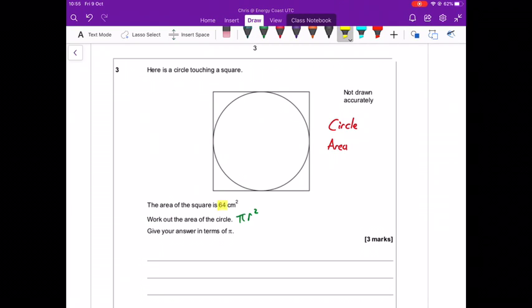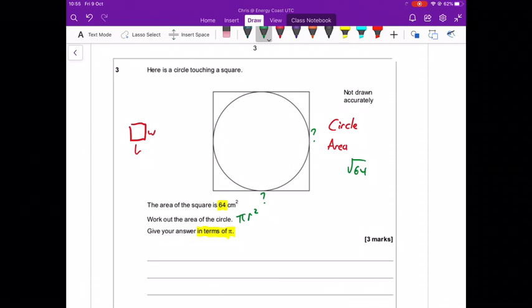The area of the square is 64. Work out the area of the circle inside it and give your answer in terms of pi. Right, I've got a square that has an area of 64. So how do you work out the area of a square? If you want to think of it as length times width, but remember that the length and the width have to be the same. So what side, if I times it by itself, would give me 64?